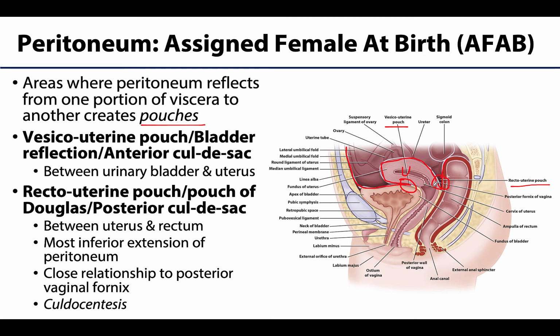And I want you to note right here the close relationship of the rectouterine pouch and the posterior vaginal fornix. So recall that recess of the vagina from where the cervix moves into this region. So you have a very close relationship here with the vaginal fornix and the inferior extent of the peritoneum. And if, say, there is a pelvic abscess in the rectouterine pouch, this area can be drained through making a small incision in the posterior vaginal fornix region, and this is referred to as a culdocentesis, as you can see written here.